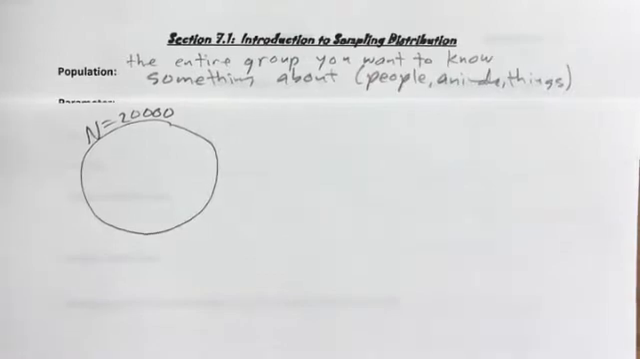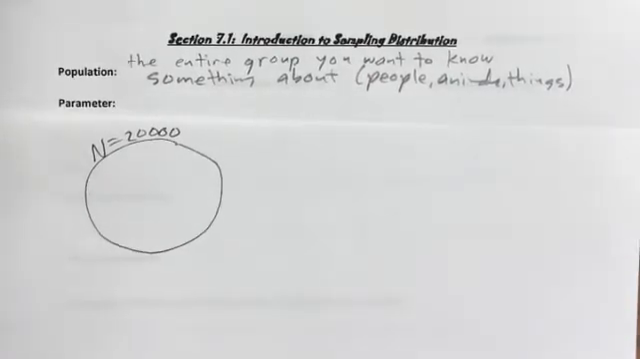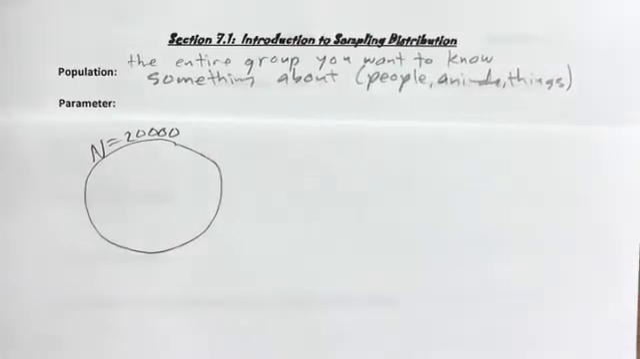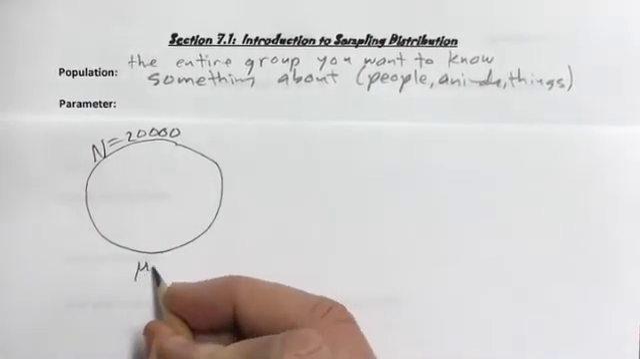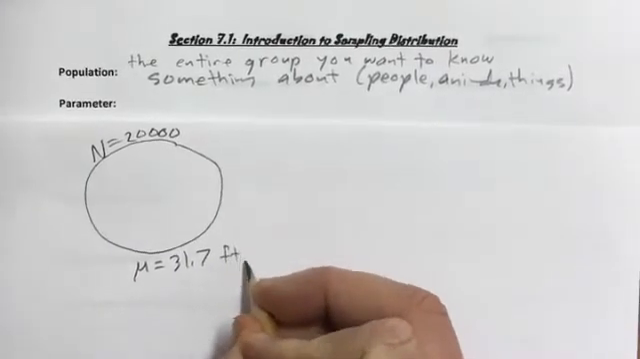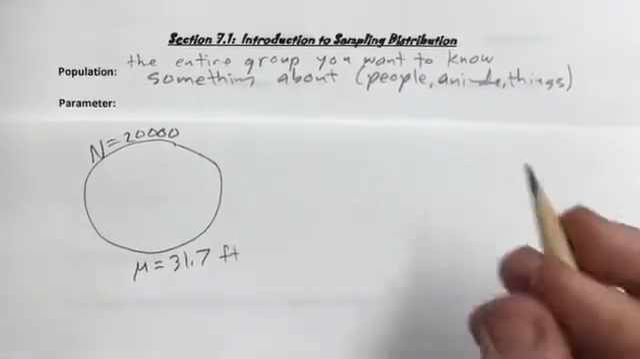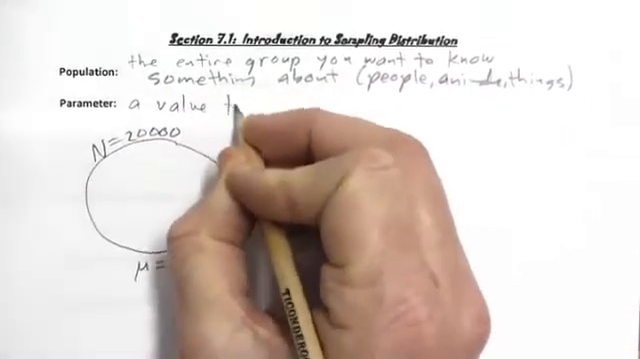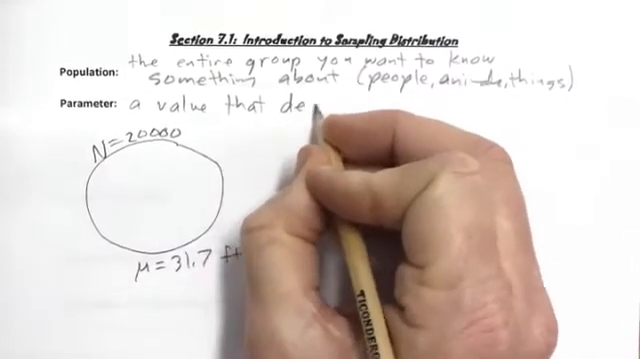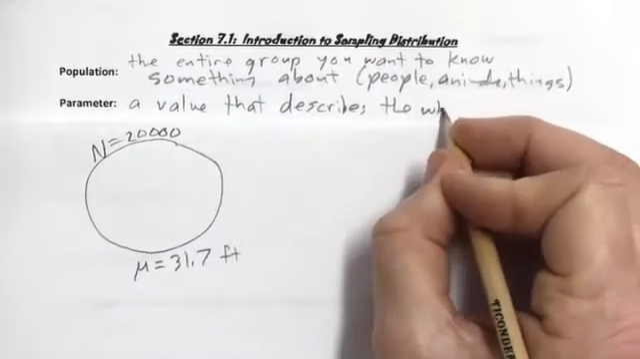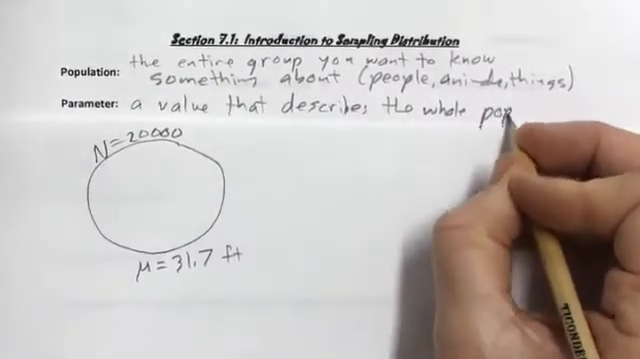All right, and so then we have the concept of a parameter. A parameter is just a value that describes the whole population. So the parameter, let's say, would be the mean height of the trees. Let's just pretend the mean height of the trees is 31.7 feet. That's what we're trying to find out. So a parameter is just a value that describes the whole population.